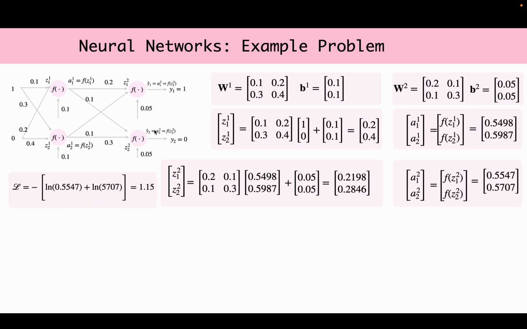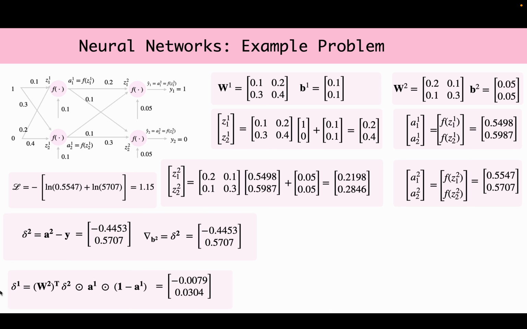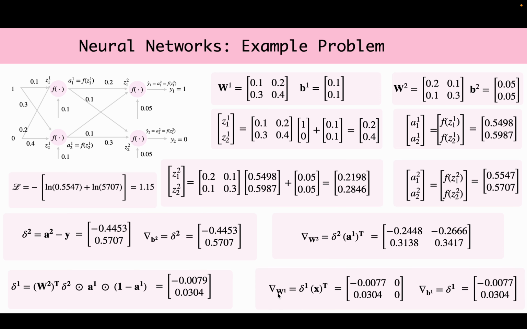Once we obtain the predicted output and the actual output, we obtain this loss function, compute delta 2, which is A2 minus Y, and delta B2, which is delta 2, and also delta 1 by using delta 2 and the weight matrices. And finally we obtain delta W2 using this delta 2 and A1 transpose, and also delta 1, the gradient with respect to the weights of the first layer and the gradients with respect to the biases of the first layer.